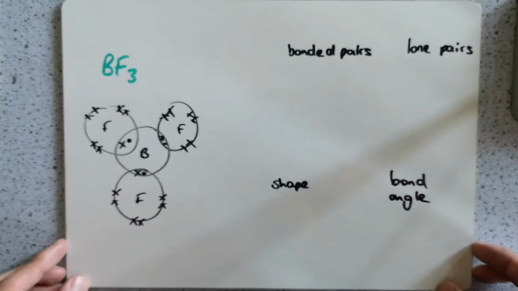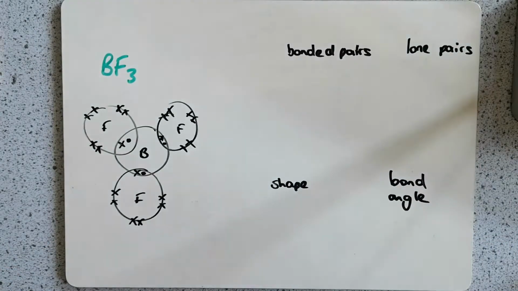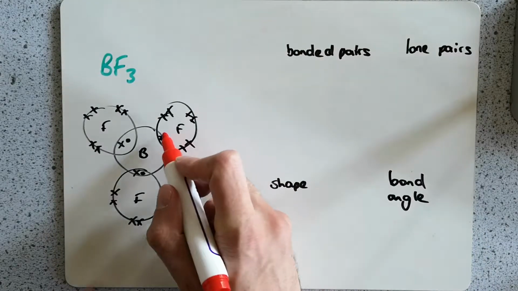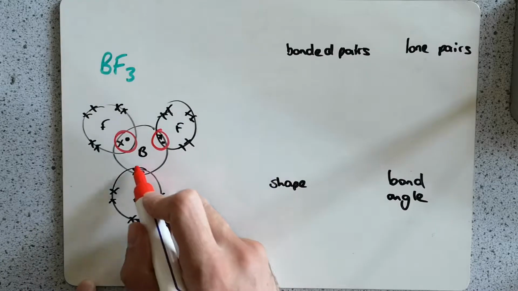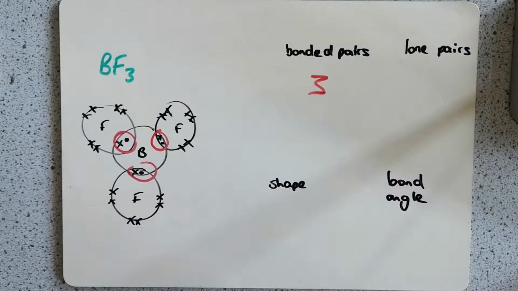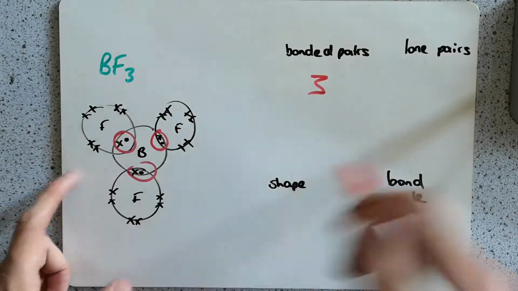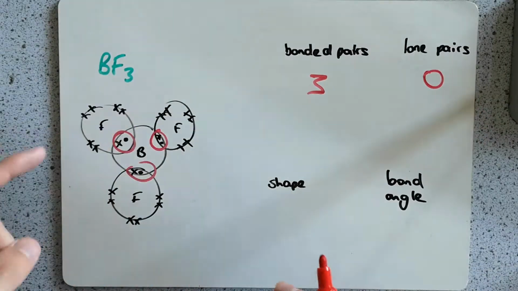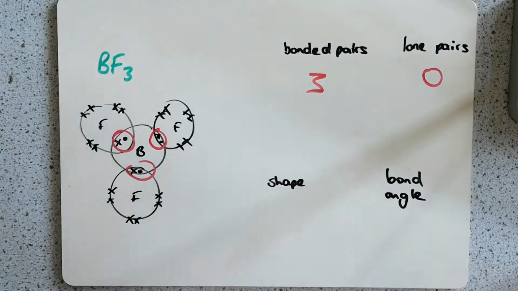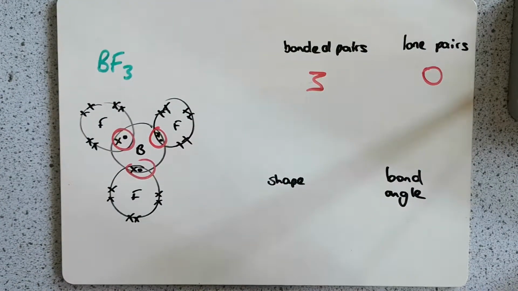So next up, we're going to do exactly the same thing. If you wanted to, you could pause the video and try and work out how many bonded pairs, lone pairs, see if you remember shape and bond angle. But here, our bonded pairs, we have 1, 2, 3. Boron is our central atom because the fluorines are bonded to it. Boron has got no lone pairs. We can see some around the fluorines, but there's none around the boron. So we say 0 there because it's our central atom we're looking at.